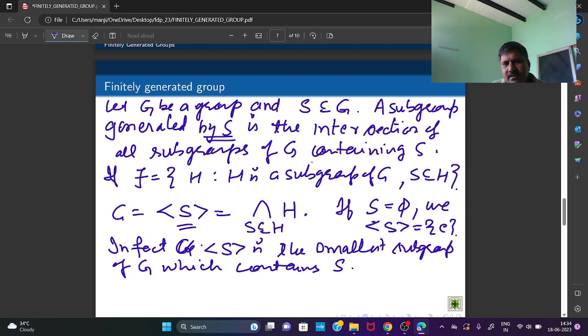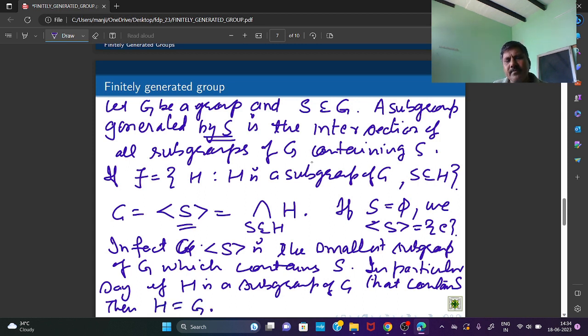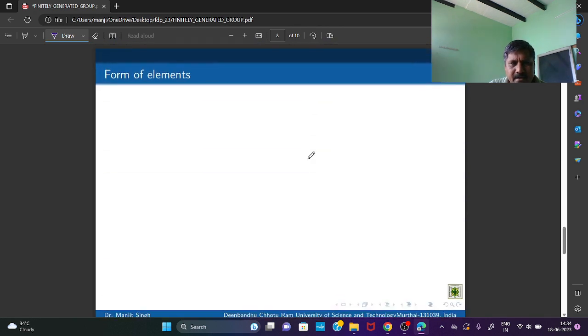So in particular, we can say if H is a subgroup of G that contains S, then H must be G. H will be G in this case. So a group generated by S, or sometimes we teach this topic as subgroup generated by this. I will give an example here.